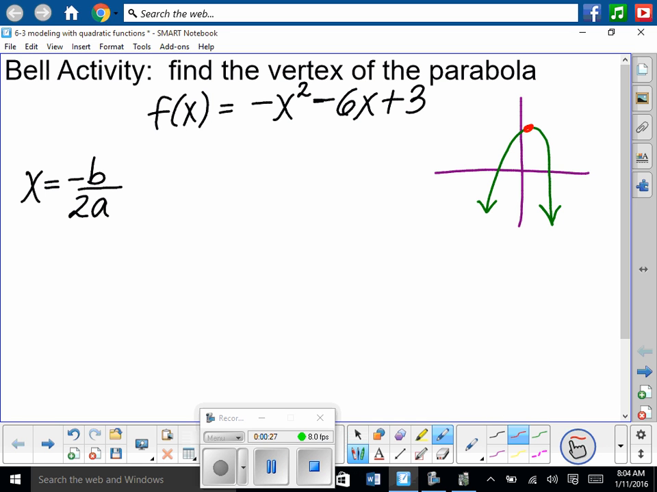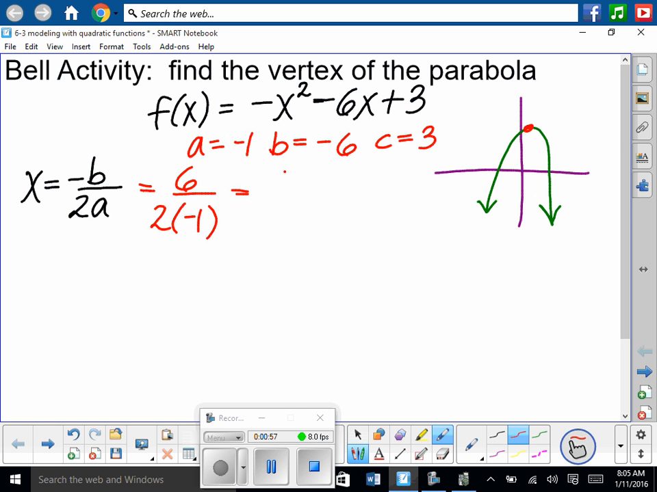The x value for the vertex is on the axis of symmetry. So we can find the x coordinate of the vertex using this formula. First of all, a is equal to -1, b is equal to -6, and c is equal to 3. I always write that first. Then I go through and say, okay, here's my axis of symmetry. So that's my x coordinate of my vertex. So the opposite of b would be positive 6, right? Divided by 2 times negative 1, right?